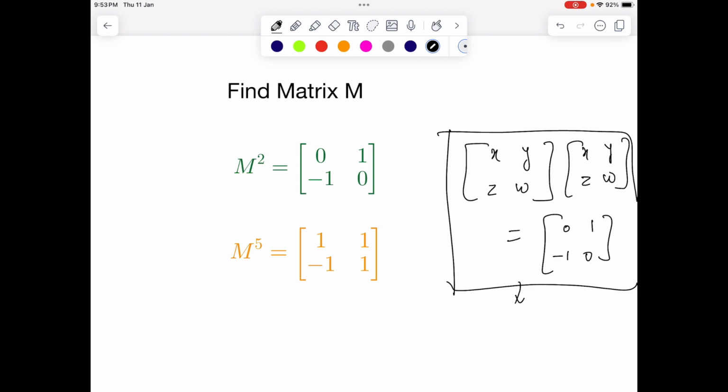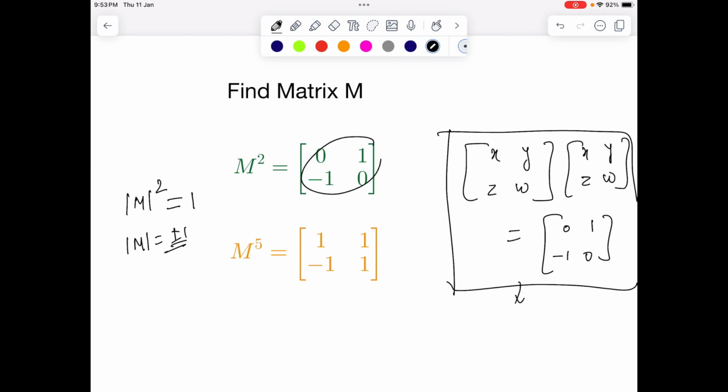In the same way we can do it for M to the power 5, where I'll take again x, y, z, w and we'll multiply 5 times. Finally at the end we are going to get 4 equations and 4 unknowns, and again we'll solve. The reason you can't do it just with the determinant of the matrix is that if I take the determinant on both sides, we are going to get 1. So the determinant of M will be plus minus 1.